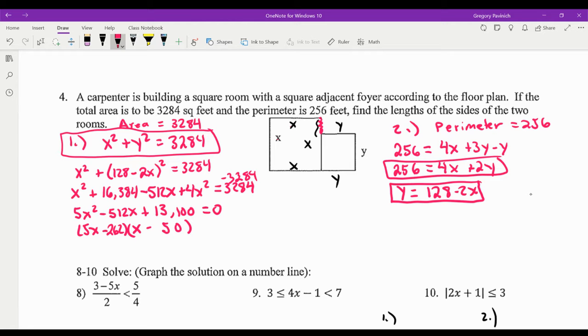So when I solve this one, I get x is equal to 50. And when I plug it in, I get 28. And this one, I get this one right here. I guess I did that backward. Let me change that. This one is x equals 50 and y equals 23 or 28. And then my second one is x equals 262 divided by 5. And y is equal to 23.2.